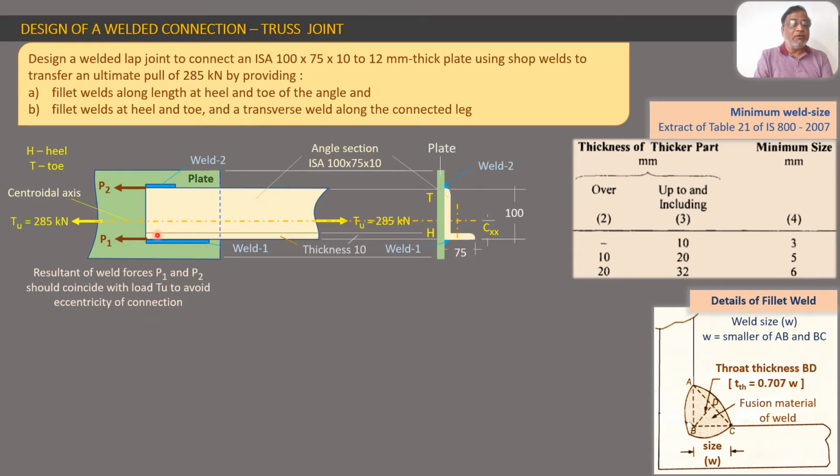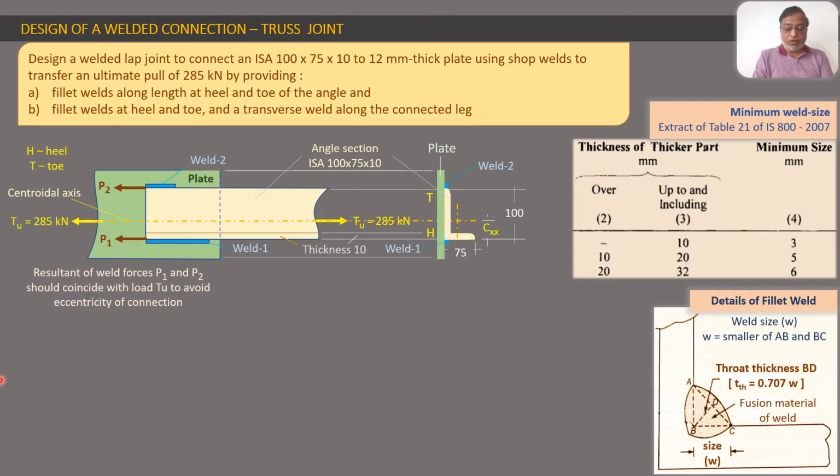This connection will otherwise become eccentric. That means the applied load will be acting at one point along one line, whereas the line of action of the resultant of P1 and P2, that is the resultant resistance, will not coincide, and they will create a moment and try to rotate the connection, and the welds will be subjected to bending also. So that will become another complicated problem. To avoid that complication, we are having this connection as an axial connection, and for that we are having P1 greater than P2, that is L1 greater than L2.